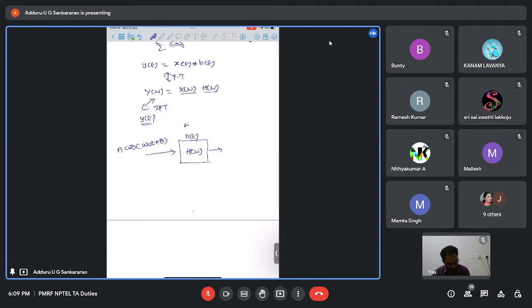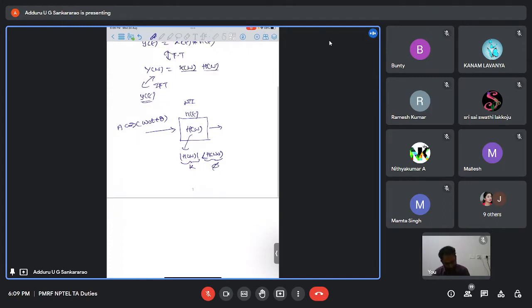So let's say this is an LTI system and H of omega, let us say its magnitude is mod H of omega and its phase is angle H of omega. This magnitude, let me say K, and this is the phase. Now the output will be a scaled version.